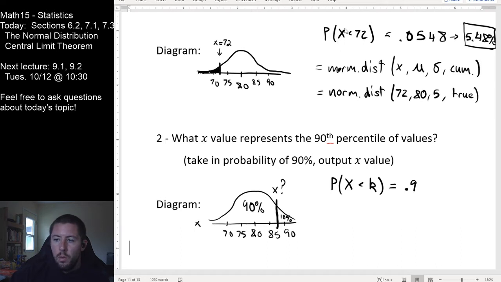Notice that the unknown in the first example was the probability. Here, the unknown is the x value that causes that amount of probability, 90%, to be to the left. There we knew the x value, 72. Here we don't know the x value. We're just calling k the special x value that will have 90% of all outputs to the left. So our answer is going to be in the format k equals or x equals some number. Now let's pop over into Excel so we can actually write that down.